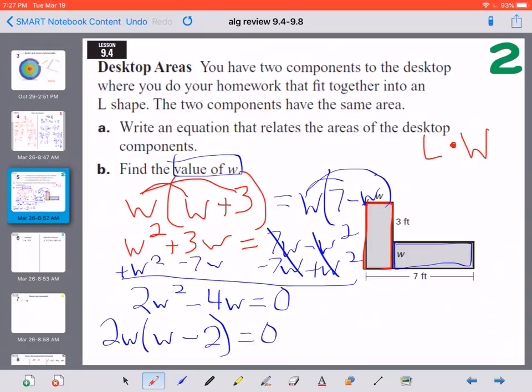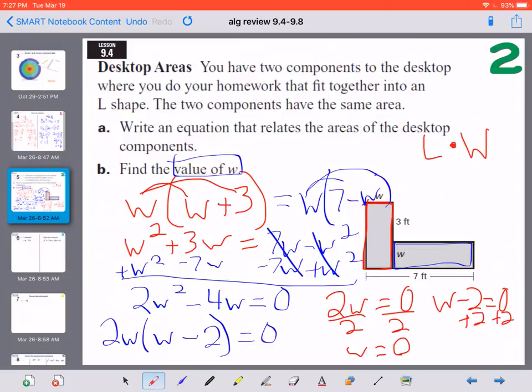Then just like in the first slide, I'll have 2W equals 0 and W minus 2 equals 0. Divide by 2, W equals 0, and add 2, W equals 2. Now, which one of those makes sense? Well, it makes sense that W equals 2 is a length. W equals 0 means that we don't have a length for W, which doesn't make sense. So we know that W equals 2 is our answer.